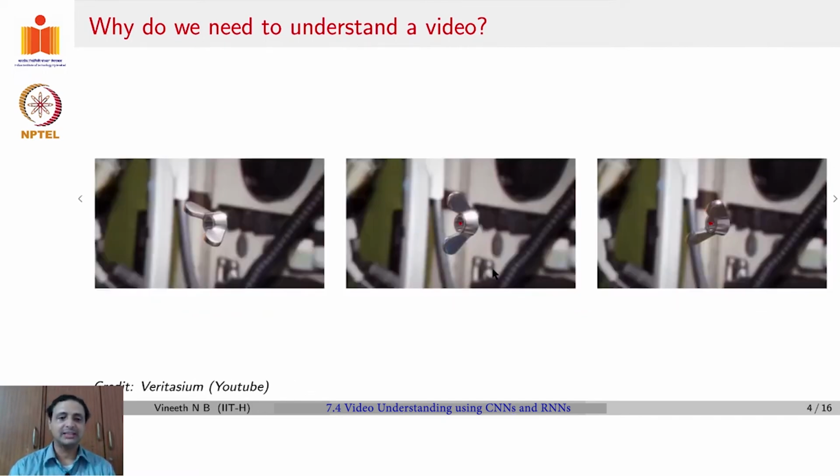Another example is, if we wanted to understand in which direction this screw was being turned, one of these frames will not give you the information of which direction the screw was being turned in. You would need the sequence of frames to be able to make this decision.